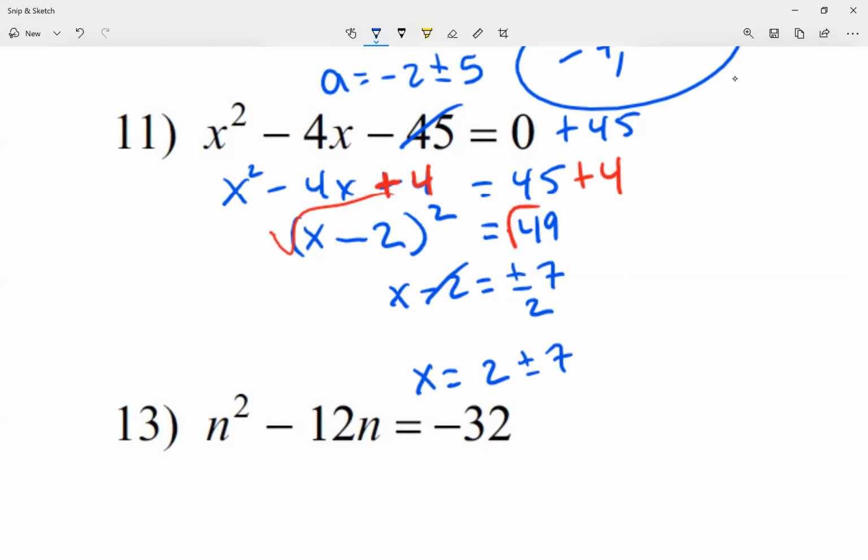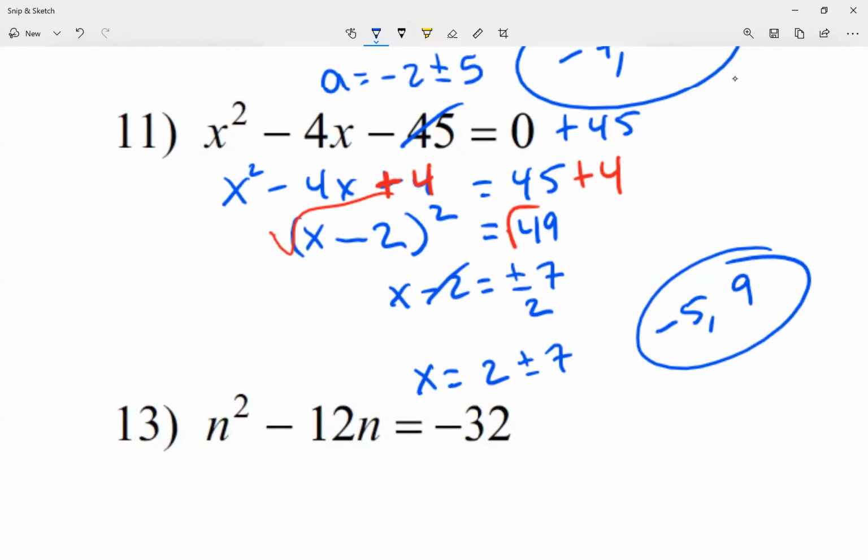For my first answer, let me use the minus. So 2 minus 7 gives me a -5. For the second answer, let me use the plus. 2 plus 7. That gives me 9. I'm expecting 2 answers. And remember, I want to write them in numerical order. The smaller number first, right? -5 is smaller than +9.